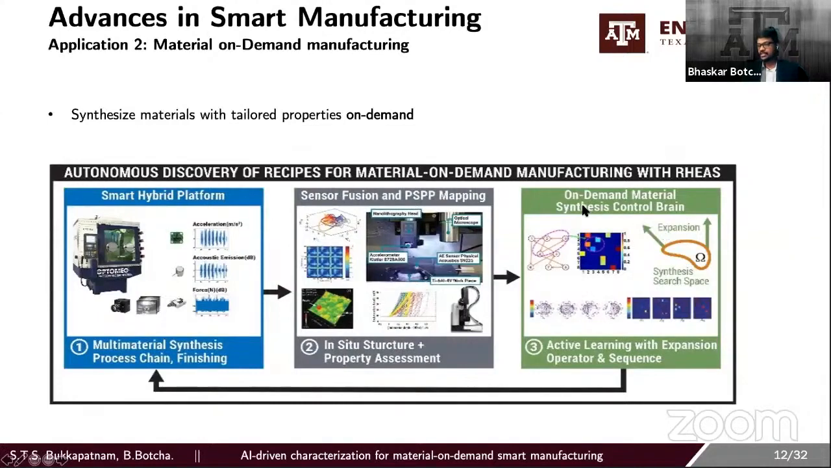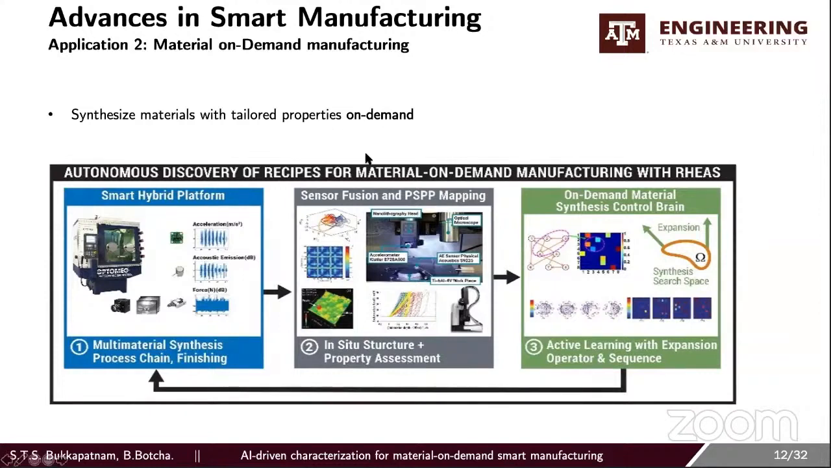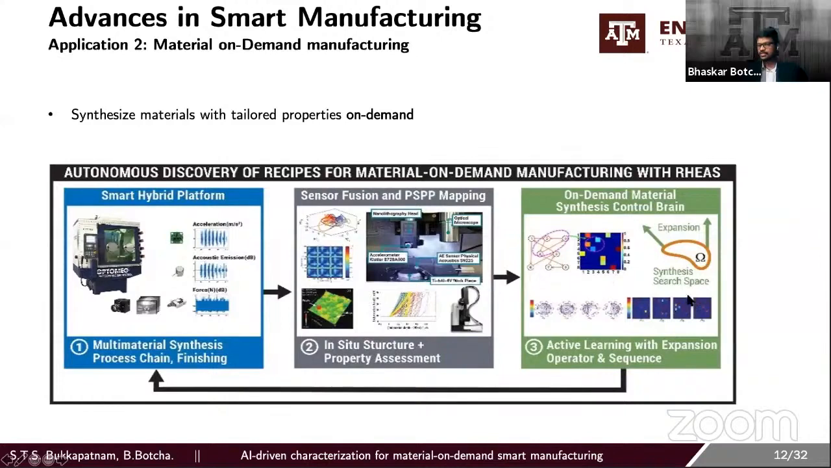On top of it, we need the brain, which is the on-demand material synthesis control brain. If the brain gets an input that I want these particular tailored material properties, we can send the inputs to the machine, and again using sensor fusion and PSPP mapping, it can give the exact parameters so that we can tailor whatever properties are required and get those properties out of the machine. So we see that there is a forward mapping, which is the process understanding, and the reverse mapping, which is synthesizing the material, going back.